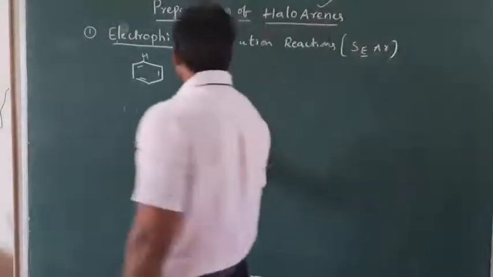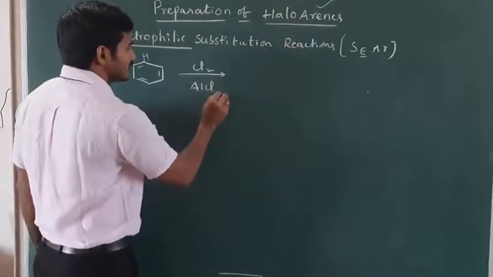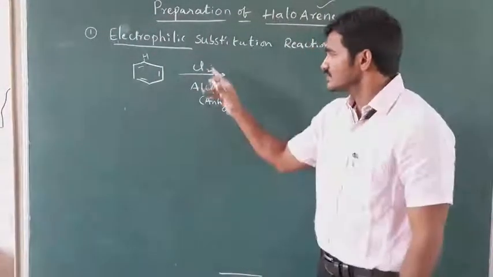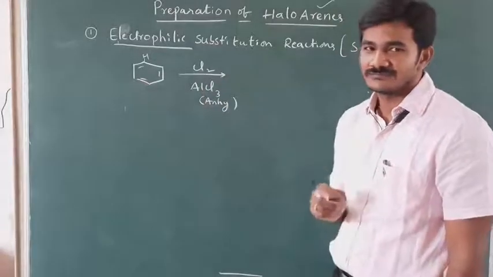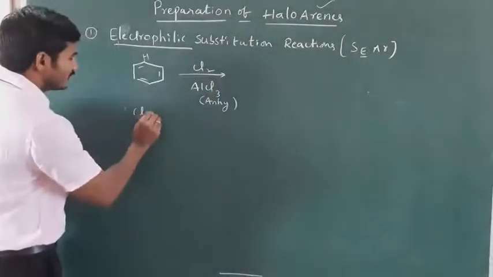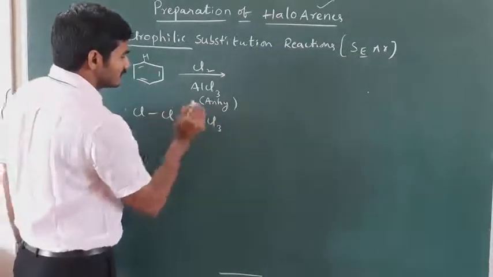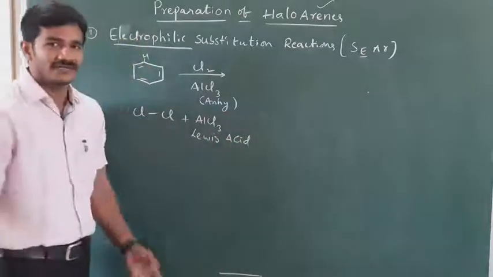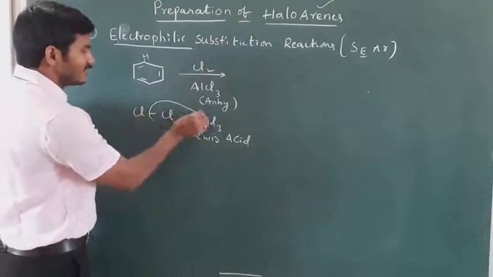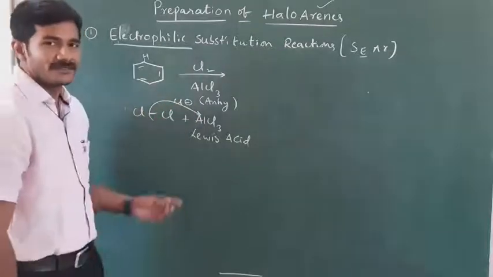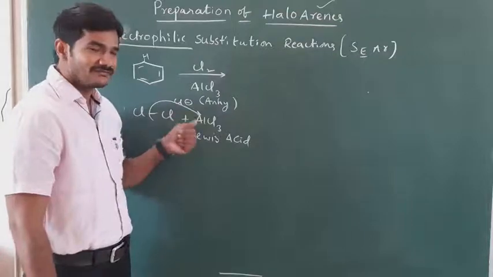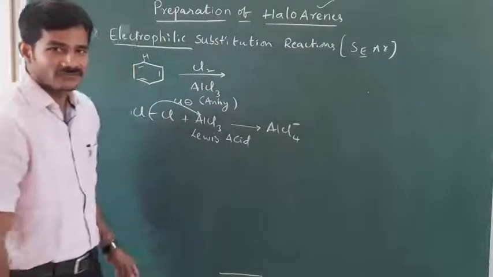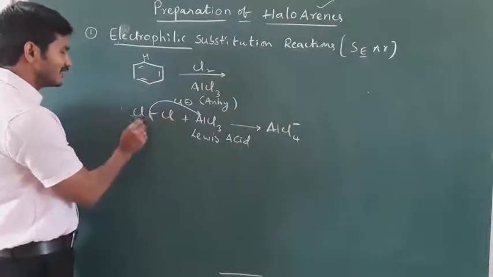If I take chlorine in the presence of anhydrous AlCl3, these two reagents combined together can generate one electrophile. What is that electrophile? Chlorine reacts with AlCl3. AlCl3 is a Lewis acid, it requires electrons. It takes the chlorine along with the electron as Cl minus. If AlCl3 takes Cl along with the electron, it is converted into AlCl4 minus.